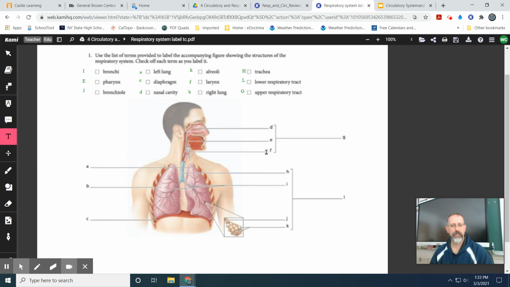The larynx is F, your voice box, another synonym for that. Right lung B, said that earlier. Trachea, the cartilaginous tube that branches off into the bronchi to go to your lungs. Lower respiratory tract is, I guess that's L, and upper respiratory tract is this chunk of G. So hopefully you got all those right. You know it all. You're ready for your test.